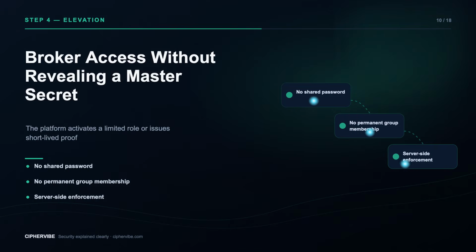After approval, the PAM system brokers access. Depending on the platform, it may activate a role, issue short-lived credentials, inject a credential into a controlled session, or create an ephemeral account. The administrator does not need to learn or copy a reusable master password. The target system enforces the limited grant.